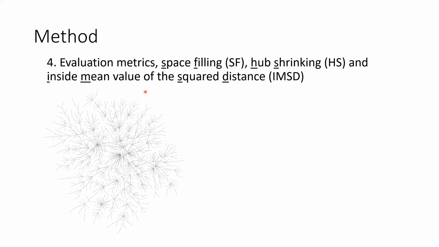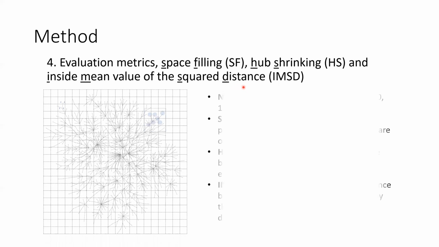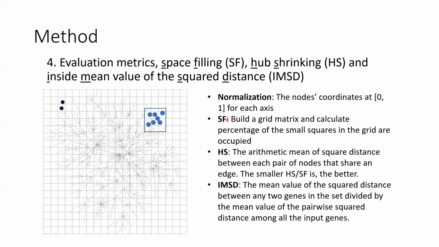In the performance evaluation, we introduce space filling, SF, to evaluate the visual clarity, hub shrinking, HS, to evaluate the structure modularity, and the inside mean value of the square distance, IMSD, to evaluate the grouping performance. First, we normalize the node coordinates to 0 to 1 for each axis. In measuring SF, we build the matrix and see what percent of the small squares are occupied by the nodes. The larger it is, the more dispersed the nodes are.